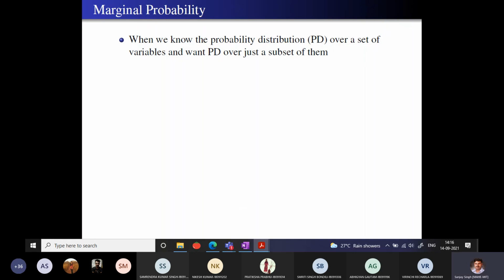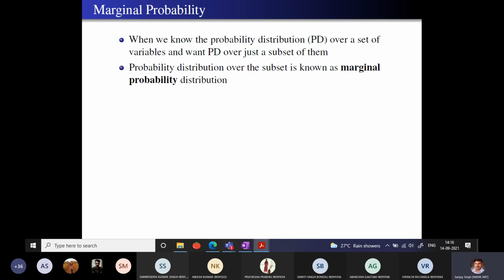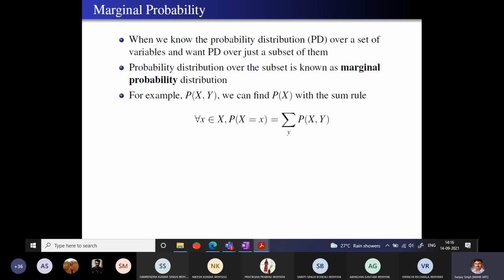Marginal distribution. So basically, we know the probability distribution over a set of variables and want the probability distribution over just a subset of them, not the entire set. Then we have something called marginal distribution. The probability distribution over the subset is known as the marginal probability distribution.